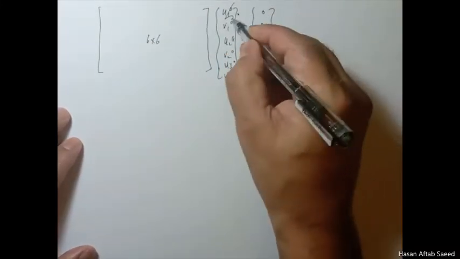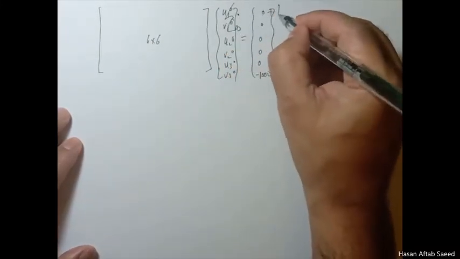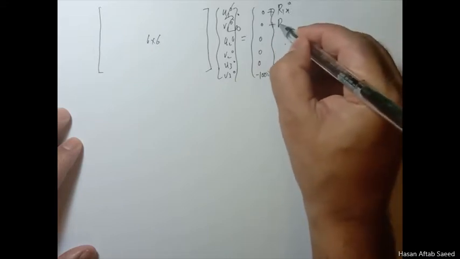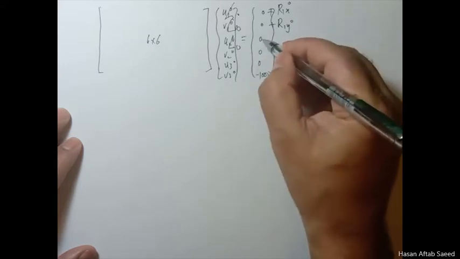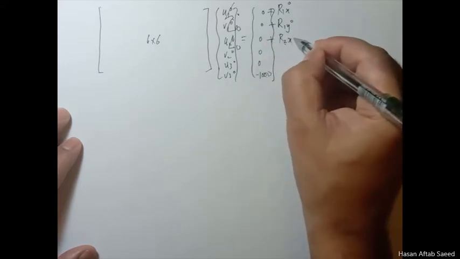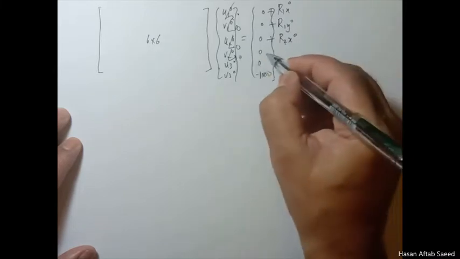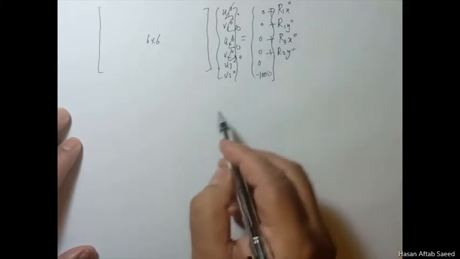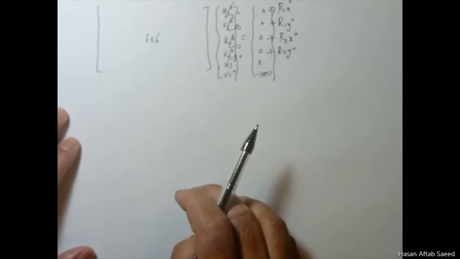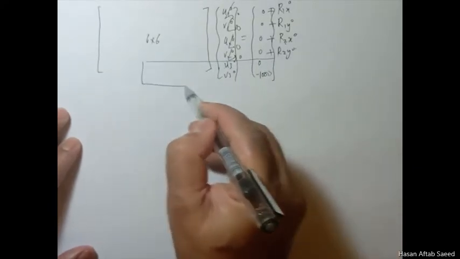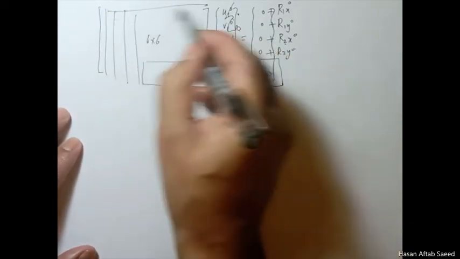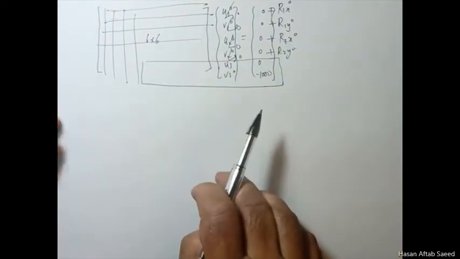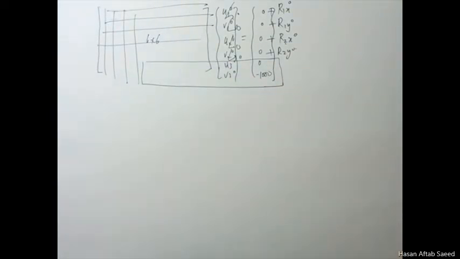This is 0, 0. If this is 0, then this is r1x naught, this is r1y naught, again 0, plus r2x naught, 0, r2y naught. So in effect we are just left with this, because by the elimination approach, if these four are 0, we eliminate the first four rows and first four columns. So we are just left with the last two elements, 2 by 2.